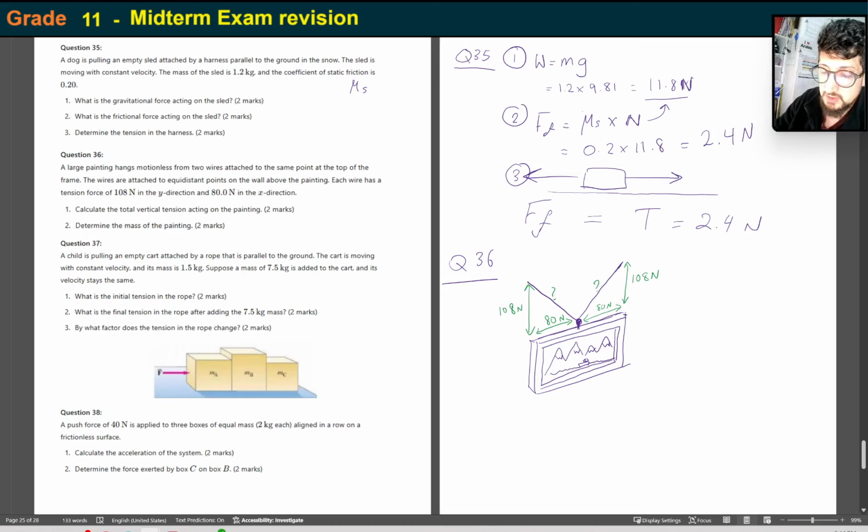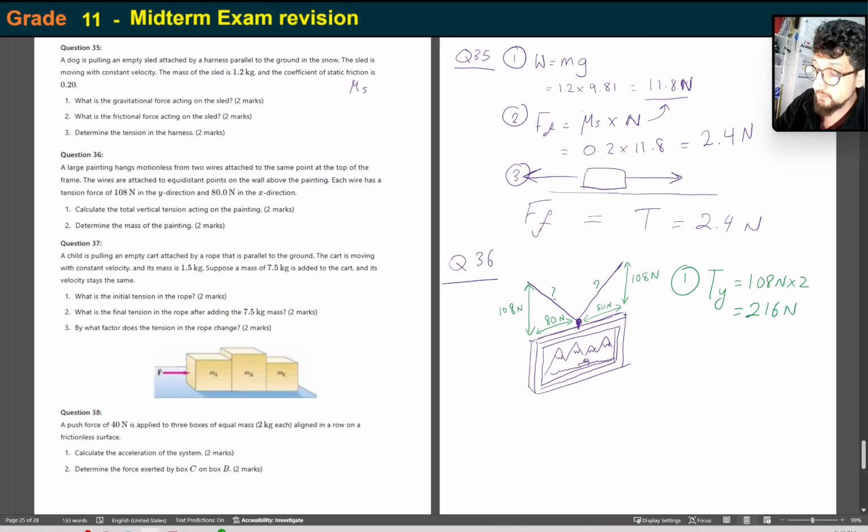What the question is asking for is the vertical tension. The vertical tension in the rope is going to equal only the vertical aspect, so only the y's. So it's going to be 108 plus 108. Vertical tension in the y is equal to 108 newtons times 2, which equals 216 newtons.